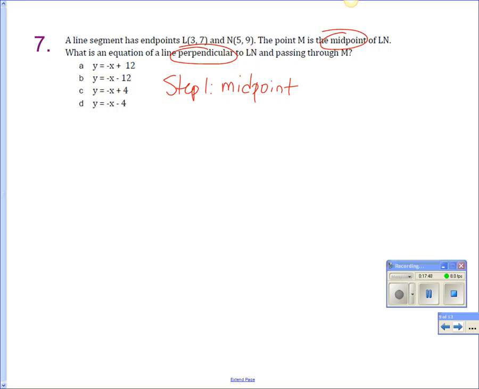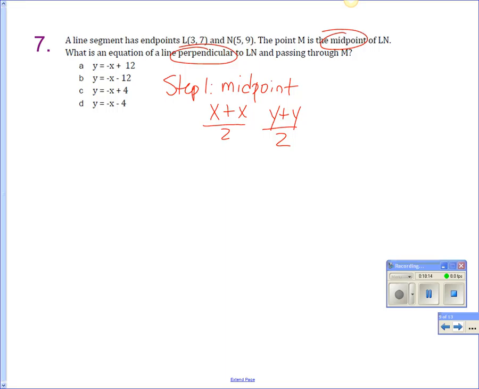Louis, what's the midpoint formula? That's slope. Nope. Anybody midpoint? Good. X plus X divided by 2, Y plus Y divided by 2. So that's midpoint. Remember, it's the middle, so it's going to divide it by 2.